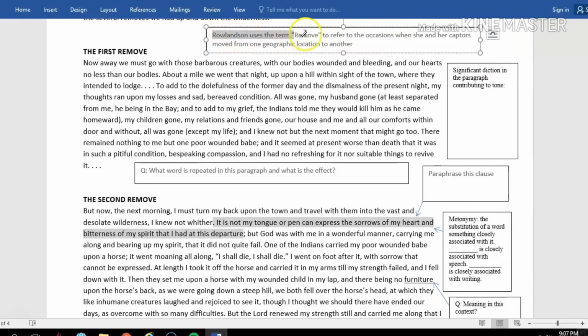I'm going to highlight something that we want you to pay attention to in this selection, and that is how Rowlandson uses the term remove to refer to occasions when she and her captors moved from one geographic location to another.